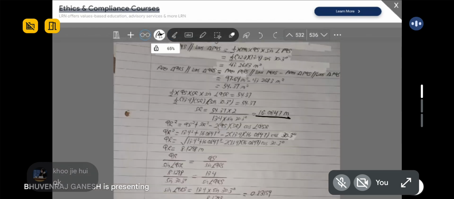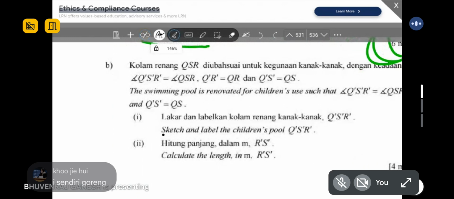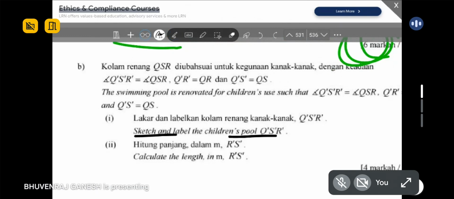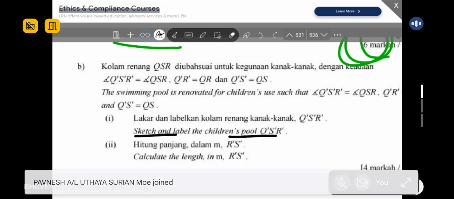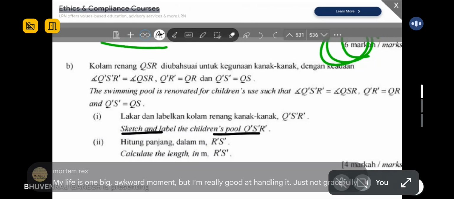All right. Next one. So question B. So question B, they ask you to sketch another triangle. Admats cannot goreng-goreng. If you goreng wrong, finish. There is no turning back. You do wrong already, finish. This one cannot simply goreng. Not like your BM, BI, sejarah, all can goreng-goreng.